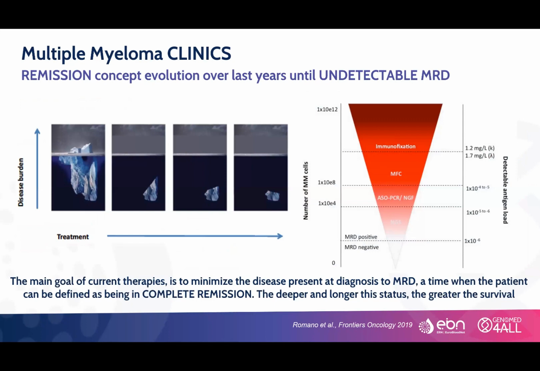What does it mean? The remission concept, in terms of biology and also clinic? The remission concept has evolved over the last years, and now the main goal of current therapies is to minimize the quantity of disease present in the body. As you can see from this cartoon, if you imagine the disease as an iceberg, the goal of the therapy is to reduce as much as possible the quantity of the disease until a state called MRD, minimal residual disease, that can be detected with several methods and defines the state of remission of the patient. So the deeper and longer the status of remission, the greater the survival of the patient.